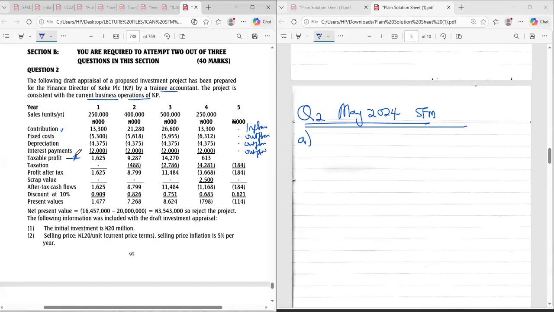Why? We are not supposed to have profits in NPV. We are supposed to have cash flow. So I have an issue with that depreciation. That's the person I have an issue with. Secondly, I have an issue with interest payments.